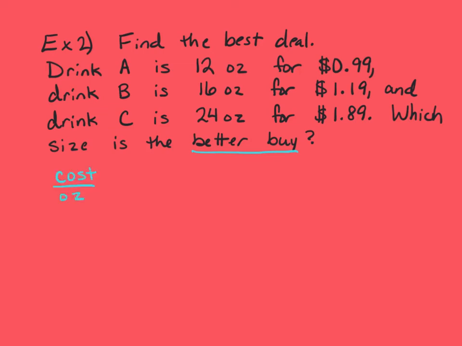For drink A, the cost is 99 cents or 0.99 divided by 12 ounces. For drink B, the cost is $1.19 divided by 16 ounces. And for drink C, the cost is $1.89 divided by 24 ounces. So we can go through and simplify these. We can write them as a unit rate, a number over 1, or we could just skip to what the number would be.